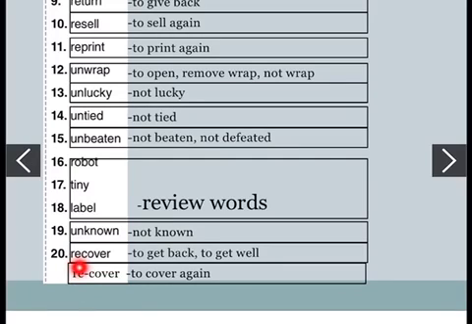Now, this one, the one without the hyphen or the little line, this one means to get back or to get well. Like when you're sick and then you recover, it means you get well. Or when you recover a lost watch, it means you found the watch. You got it back. Okay?